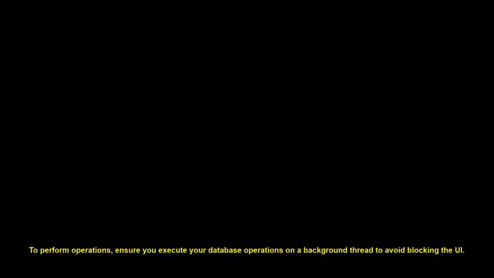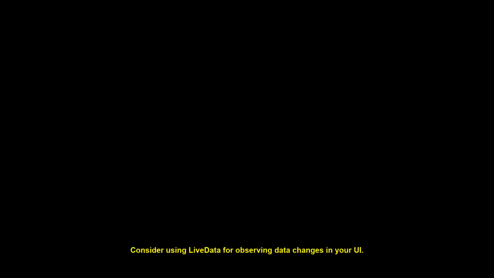To perform operations, ensure you execute your database operations on a background thread to avoid blocking the UI. Consider using LiveData for observing data changes in your UI. With these steps, you have successfully integrated SQLite using Room in your Android app. Now you can build and run your application to test the database functionality.